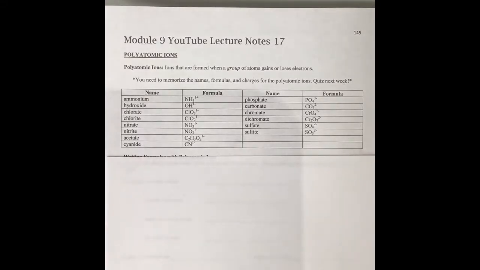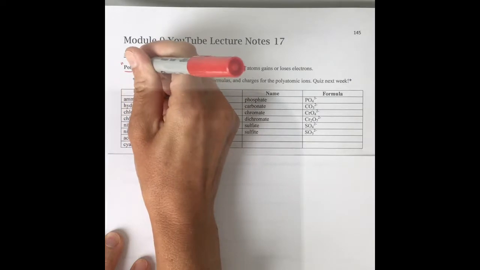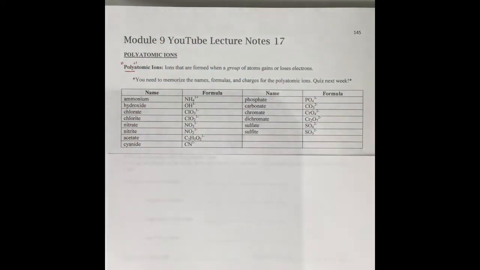This is Module 9, Lecture Note 17. This should be the first set of lecture notes after the Christmas break. And we're going to start off by talking about polyatomic ions. Remember the prefix poly means many.